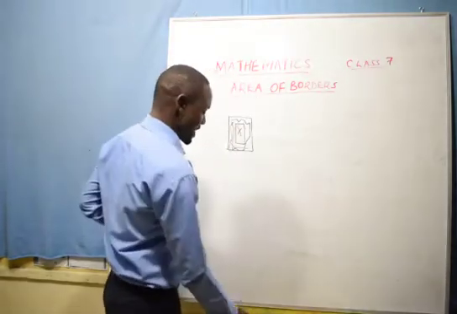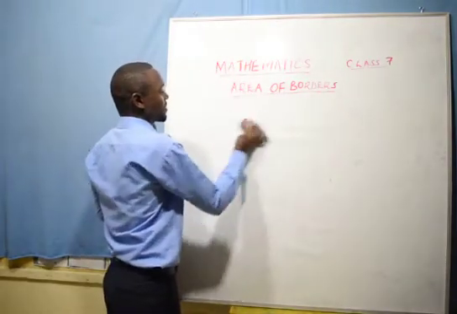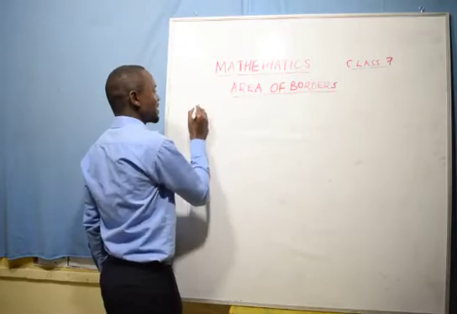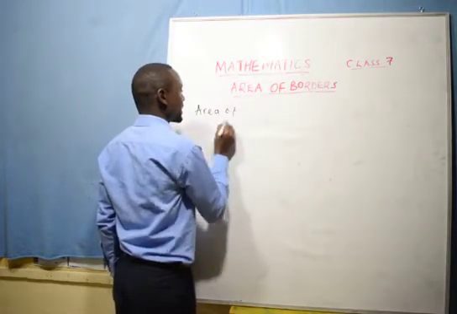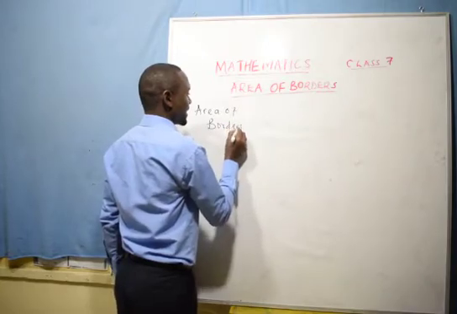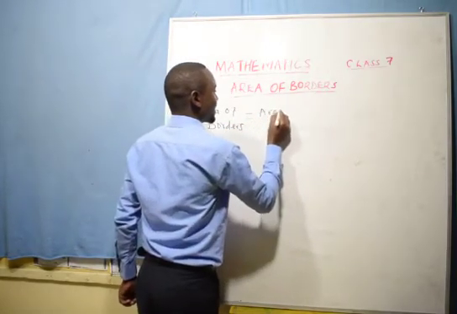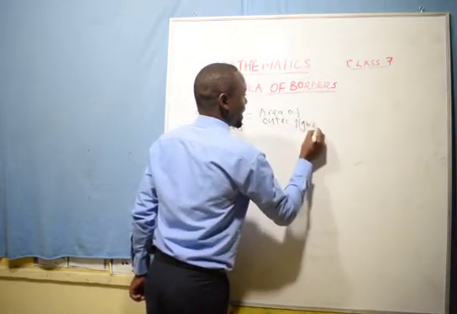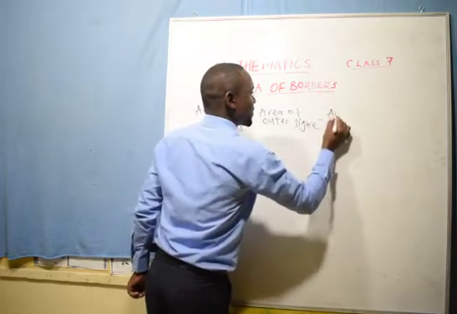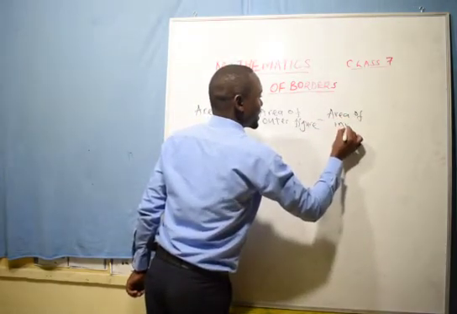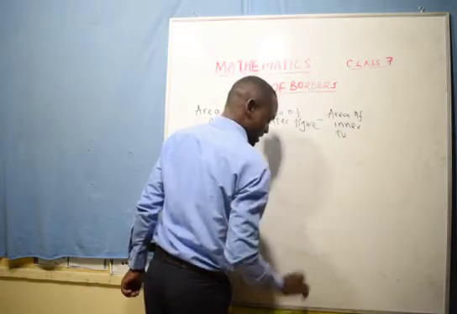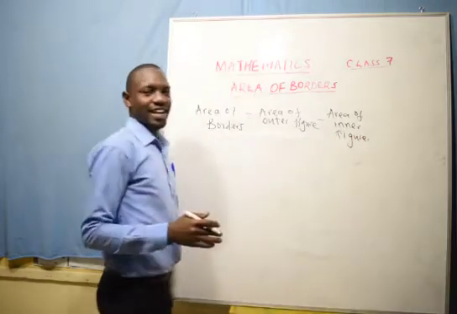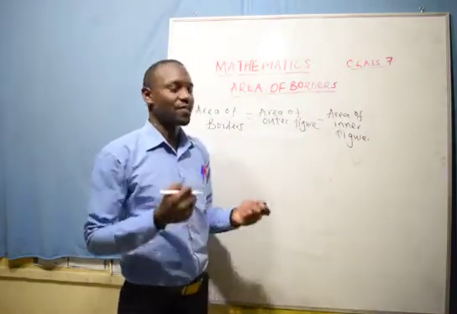Now, to get the area of any border, or the area of borders, we get the area of the outer figure minus the area of the inner figure. So area of borders is given by area of the outer figure minus the area of the inner figure, the figure that is inside. You get the area of the figure that is outside minus the area of the figure that is inside.